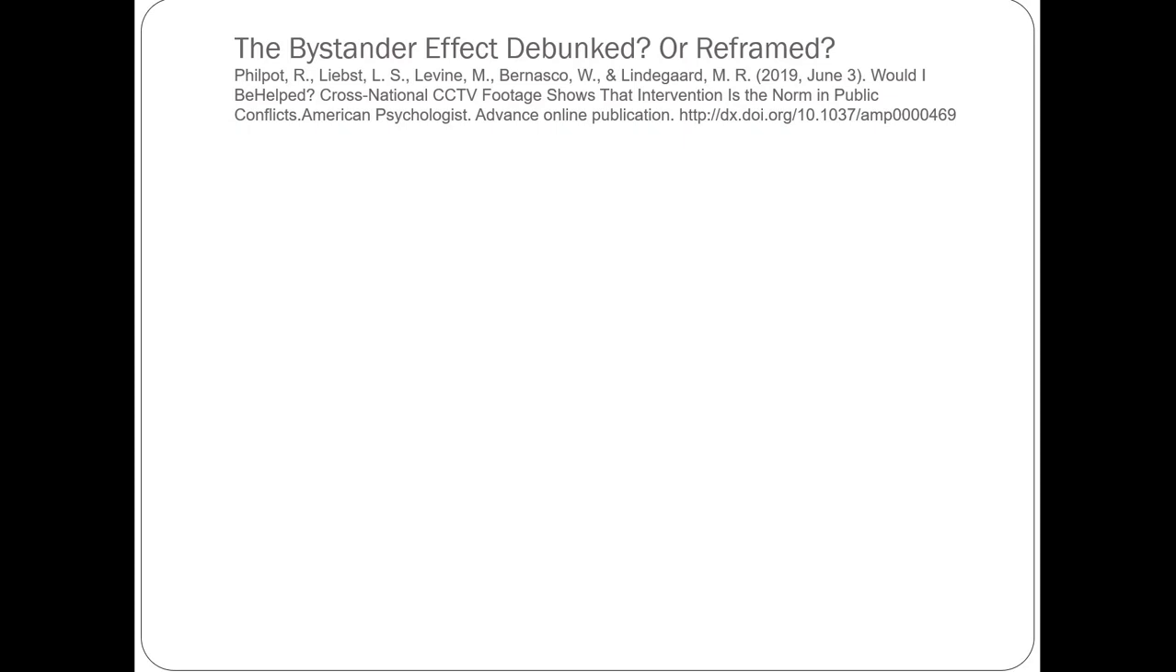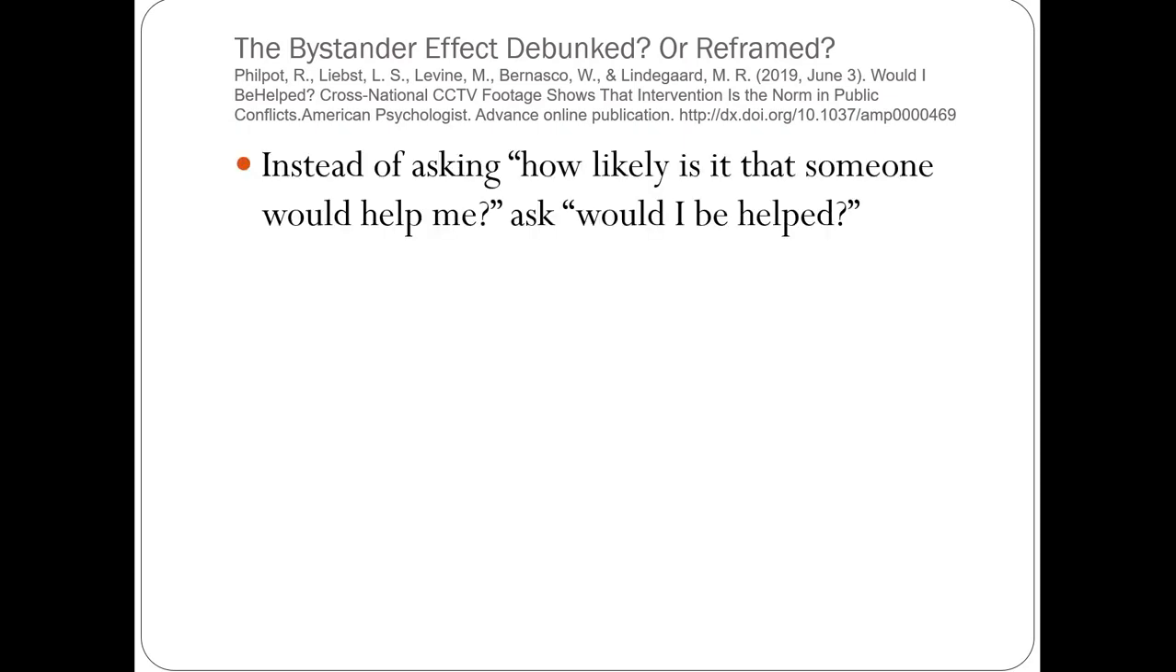So they're reframing the question, not about how likely it is that someone would help me, but would I be helped? Do you understand the difference between those two questions? Instead of asking how likely it is that someone will intervene, we're asking instead, would anybody intervene?